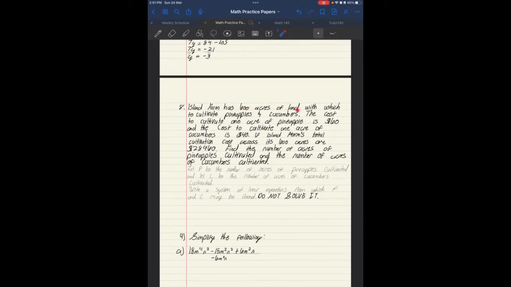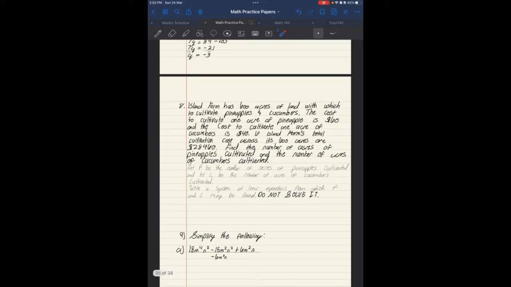An Island Farm has 600 acres of land with which to cultivate pineapples and cucumbers. The cost to cultivate 1 acre of pineapple is $60, and the cost to cultivate 1 acre of cucumbers is $40. If Island Farm's total cultivation costs across its 600 acres of land are $28,960, find the number of acres of pineapples cultivated and the number of acres of cucumbers cultivated. Let P be the number of acres of pineapples cultivated, and let C be the number of acres of cucumbers cultivated. Write a system of linear equations from which P and C may be found. Do not solve it.